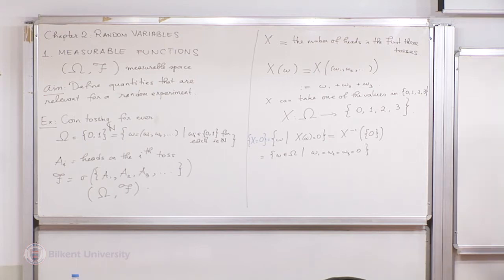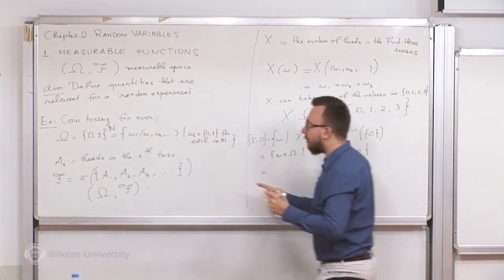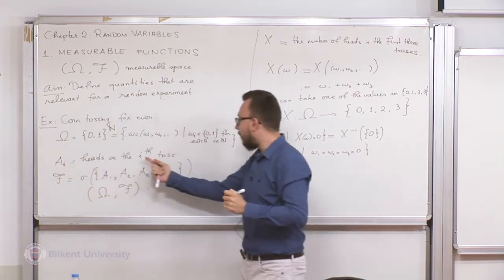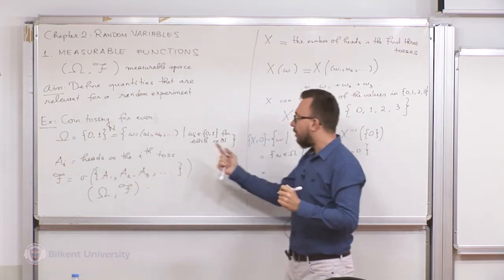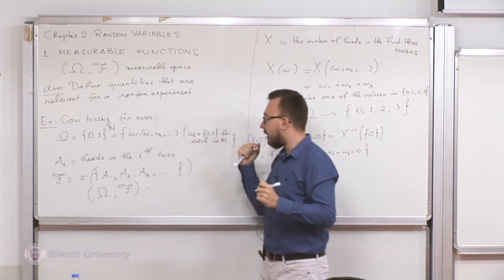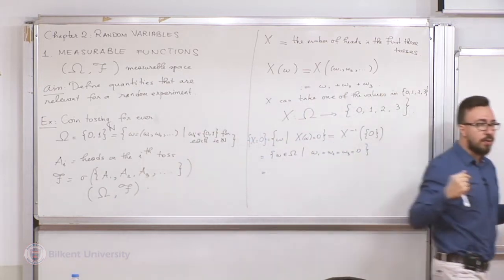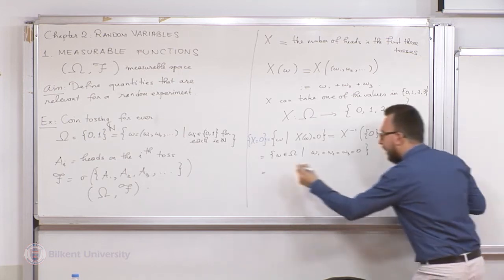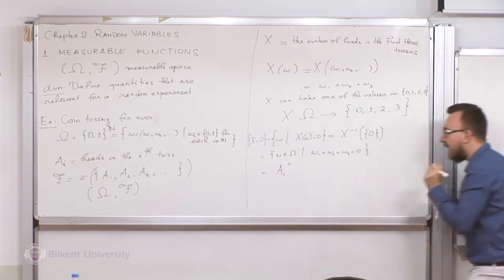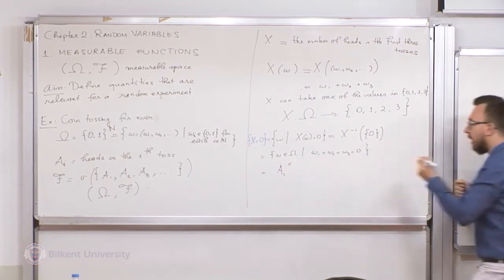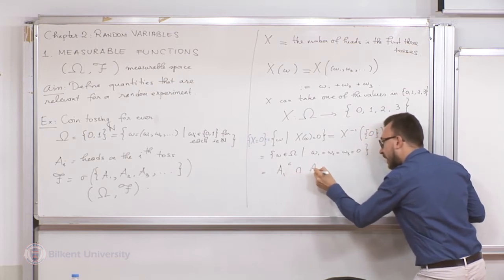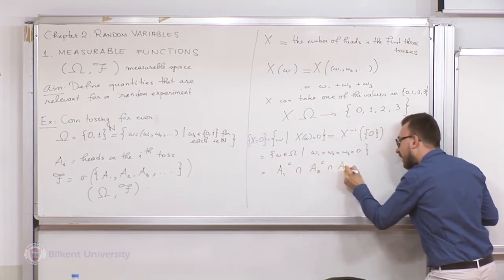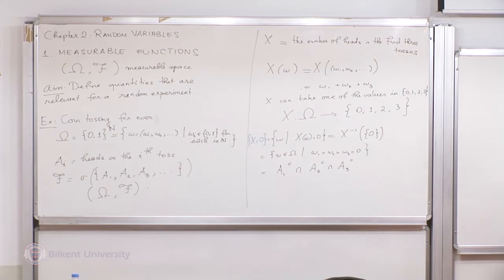So can we write it in terms of A1, A2, A3? A1 is the event that we get heads in the first toss. A2 is the event that we get heads in the second toss, and so on. Can you write it as unions, intersections of A1, A2, A3? Intersection of complement of A1. Exactly. So A1 complement means it's tails on the first toss, and tails on the second toss, and tails on the third toss.